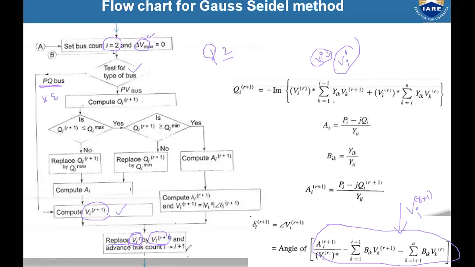That means if your second bus is a PQ bus, then you have to compute directly this voltage magnitude. From this voltage equation you will get the magnitude of voltage and delta. Then after calculating the voltage, you have to replace that voltage value from the previous iteration to the present iteration, and go for the next bus, which is the third bus. That means you have to increase the bus count. Earlier we took i as 2, so i plus 1 means the next one, 3, right? You have to increase the bus count.